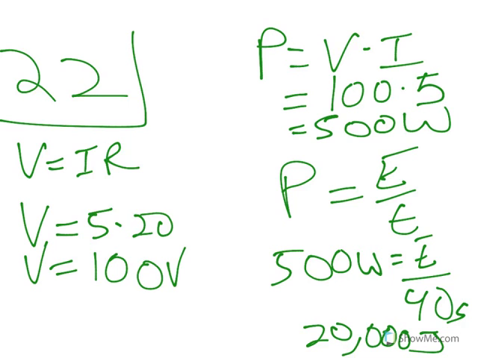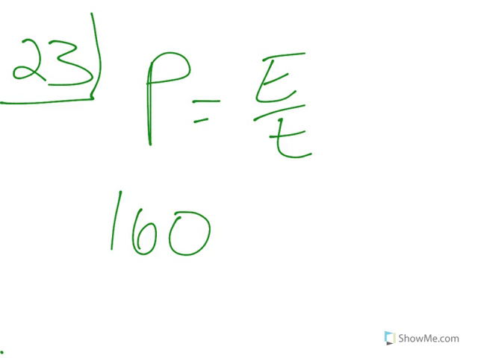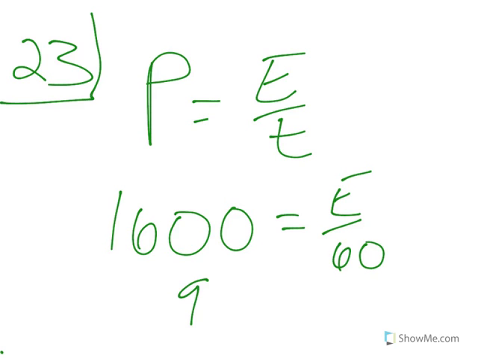Alright, next up we have number 23. What is the approximate amount of electrical energy needed to operate a 1600 watt toaster for 60 seconds? Power is equal to energy divided by time. So we get 1600 equals energy divided by 60. And if you get 60 times 1600, you get 96,000 joules.